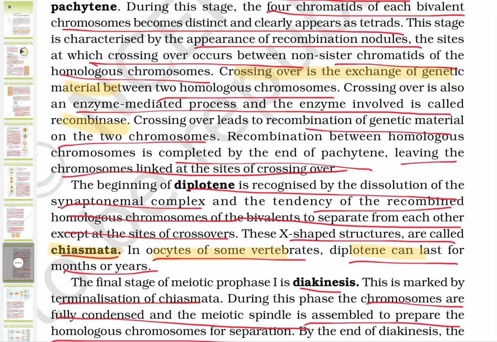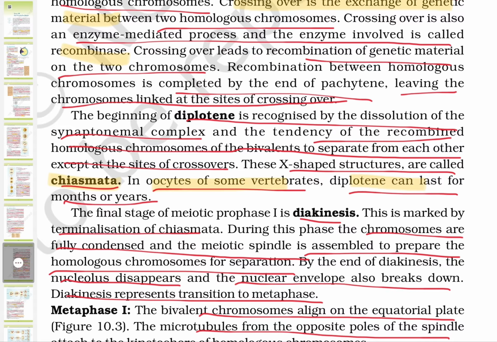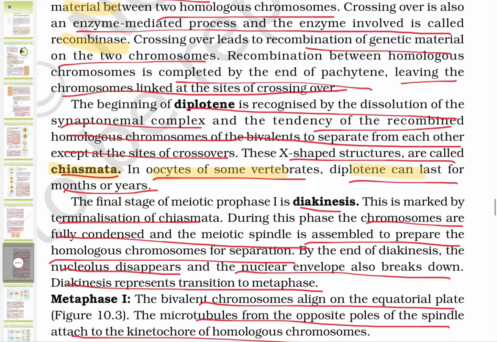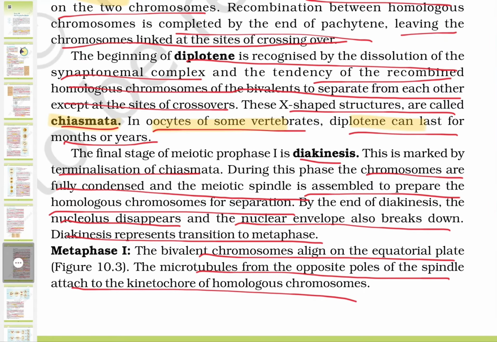डिप्लोटीन में dissolution of the synaptonemal complex होता है. जो recombined homologous chromosomes of the bivalent है वो separate होना चाहते हैं except the site of crossover. Crossover जहाँ पे वो अभी separate नहीं हुए हैं, उसको X shaped structures बोलते हैं. We call it chiasmata. और in some vertebrates ये जो diplotene stage होता है ये ज़्यादा time के लिए, it can last for months और years और हम इसको dictyotene stage बोलते हैं.